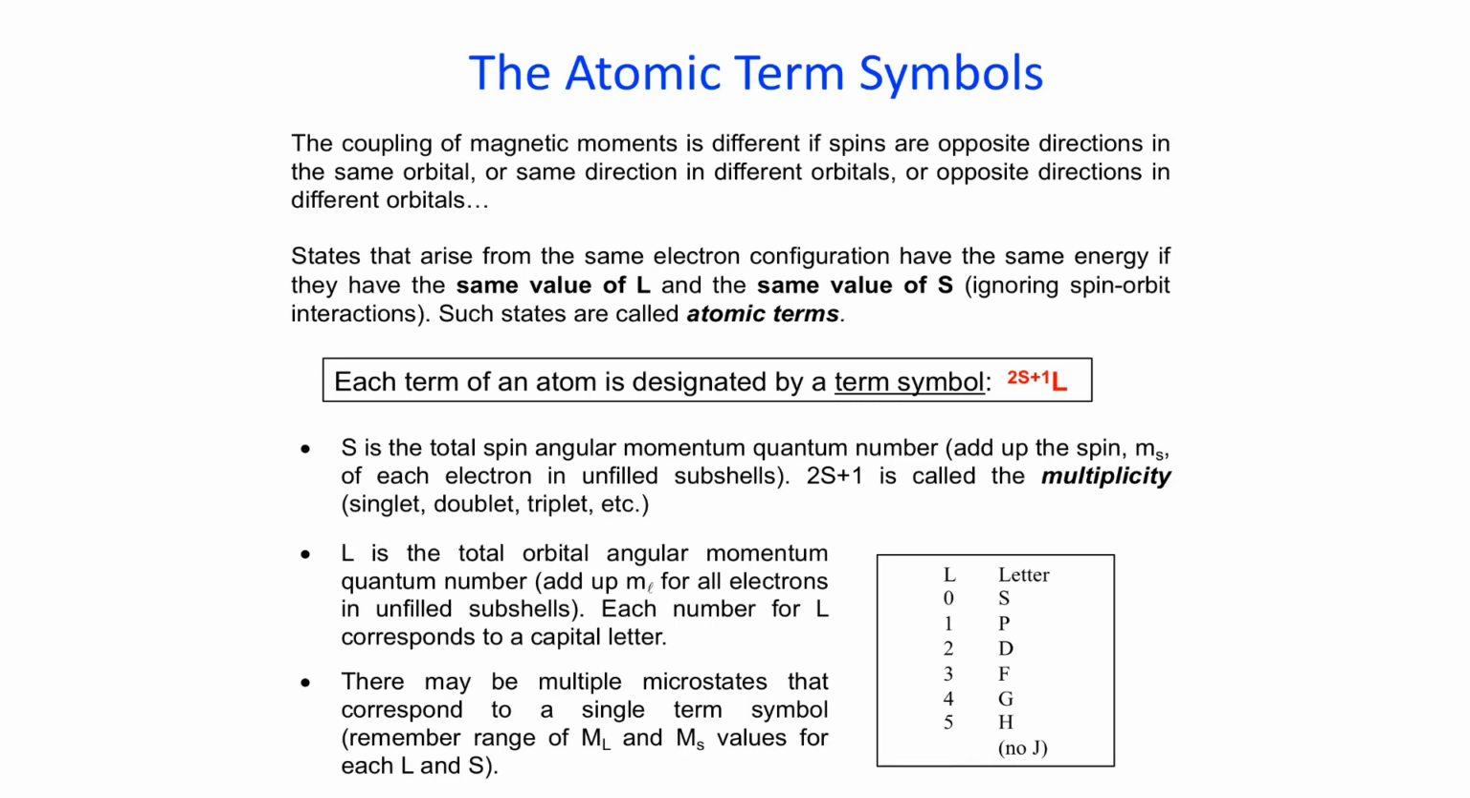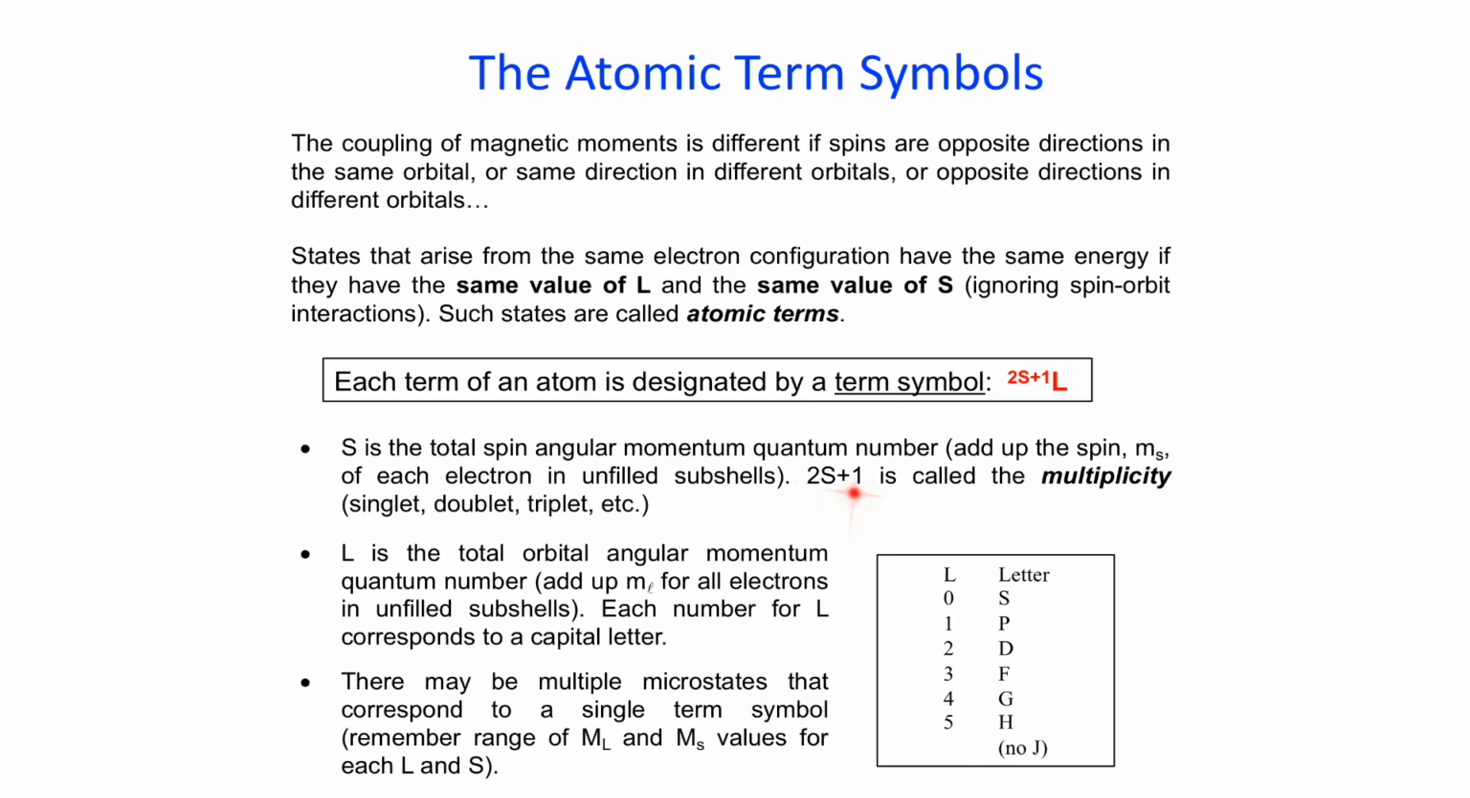So the term symbol notation that you're going to be working with here is 2S plus 1, superscript, and then an L, where L is, again, the same as we've been talking about. L is the total orbital angular momentum quantum number, and the big S is still our total spin angular momentum quantum number. We've already talked about how we get those.